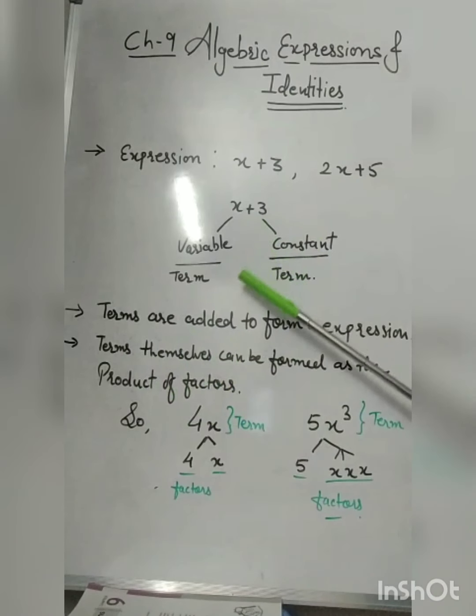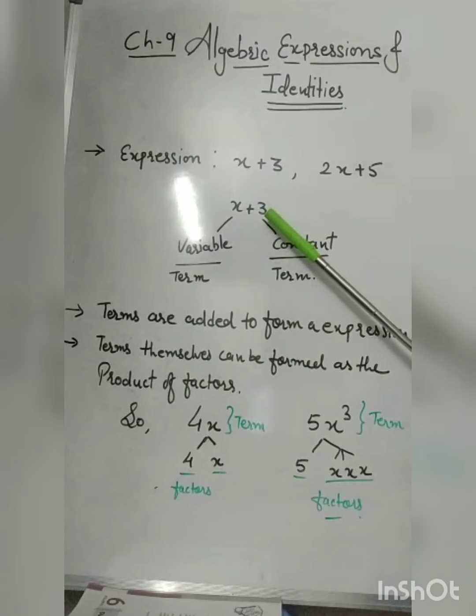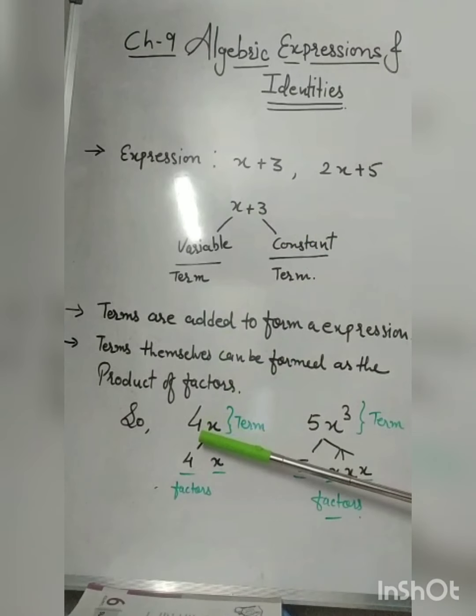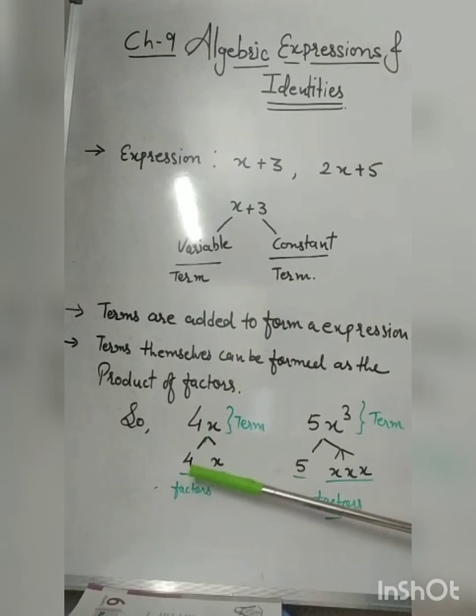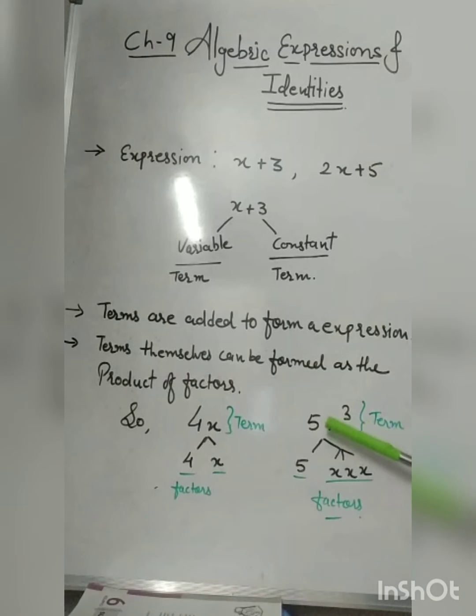So we are having some factors of the term, like if we are taking an example of 4x, we are having the factors 4 and x. And if we are taking an example of 5x cube, then x will be 3 times multiplied to itself. So the factors are 5 multiplied by x multiplied by x multiplied by x.